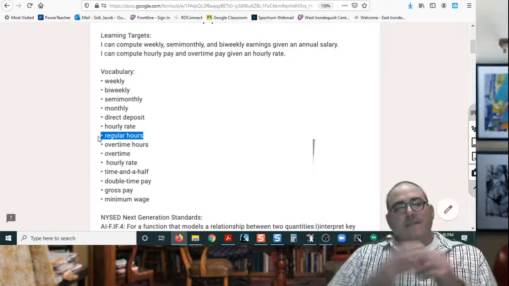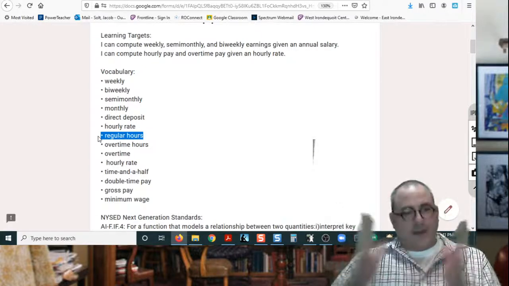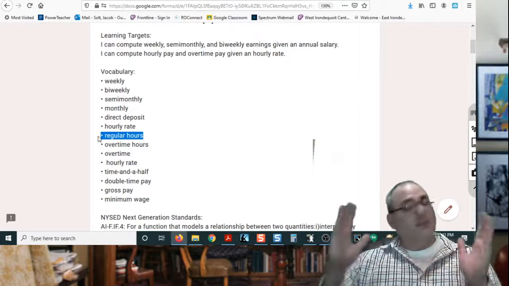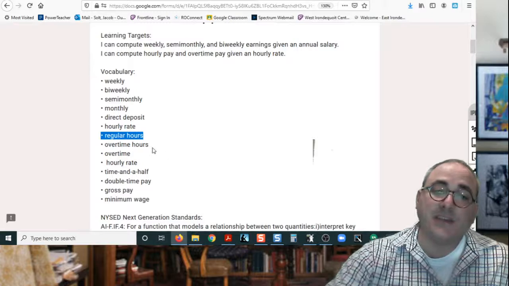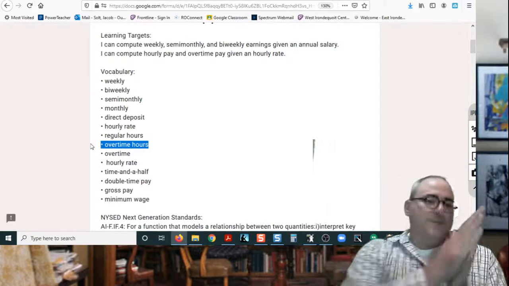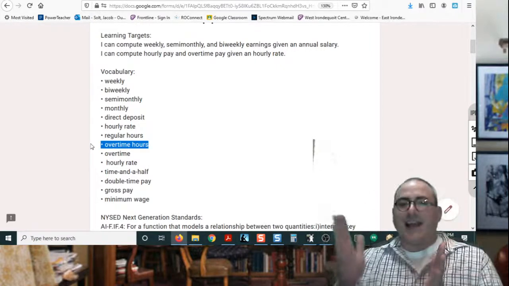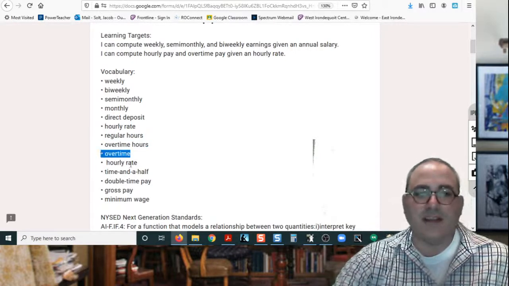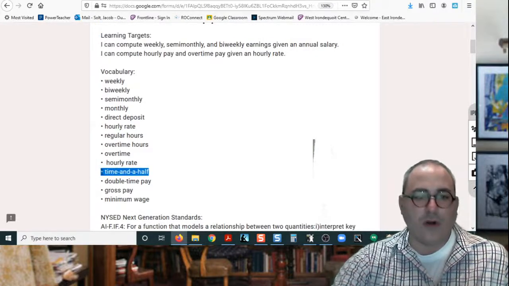Regular hours are usually going to be the first 40 hours of any given work week. So those are your regular hours because you're going to get paid your regular hourly rate for those regular hours. Once we go over those regular hours, we're starting to talk about the next thing, which is overtime. Overtime hours. If you've already worked 40 hours this week, every minute past that, you start hitting this thing called the overtime rate, which is usually time and a half. Time and a half is usually what you get paid for overtime.